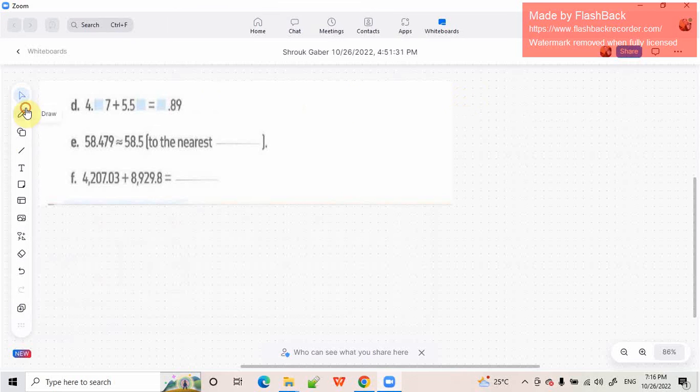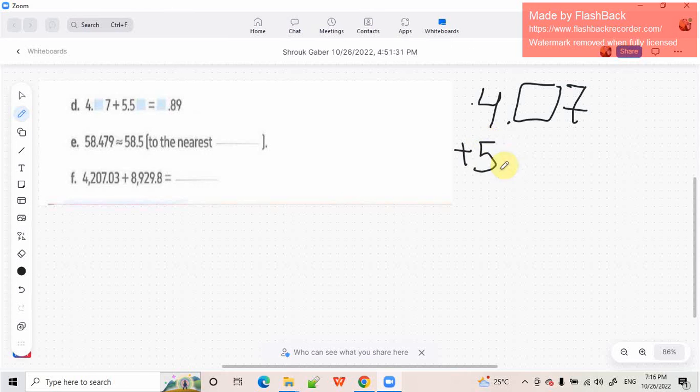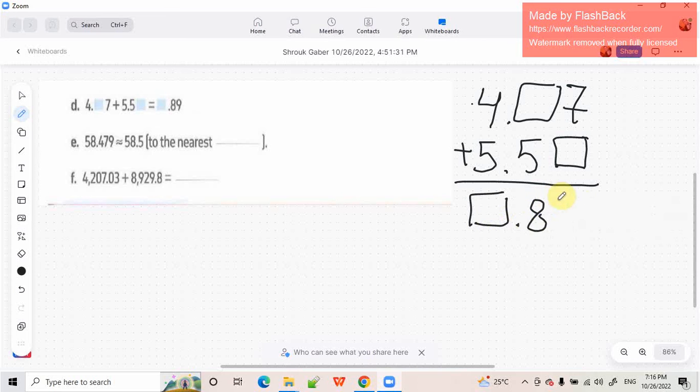I will put the numbers above each other. Here, 4 point, I have a missing number, 7. Plus 5.5, and I have another missing number, equal 8.